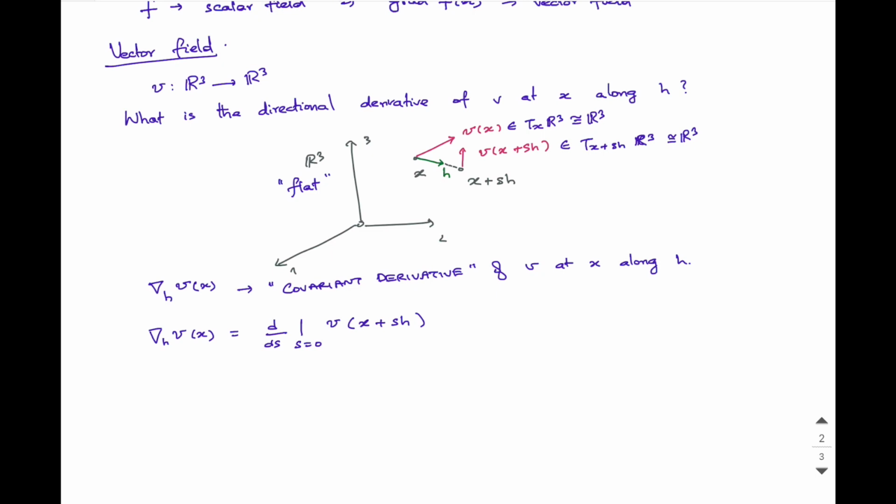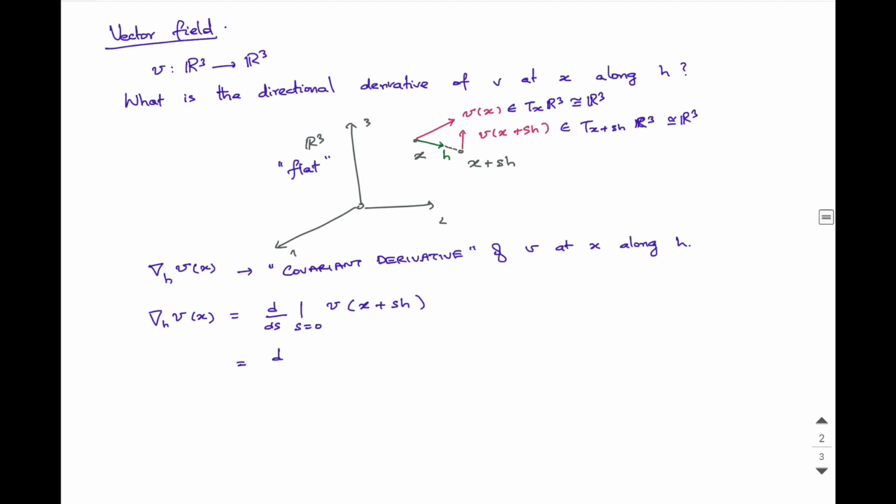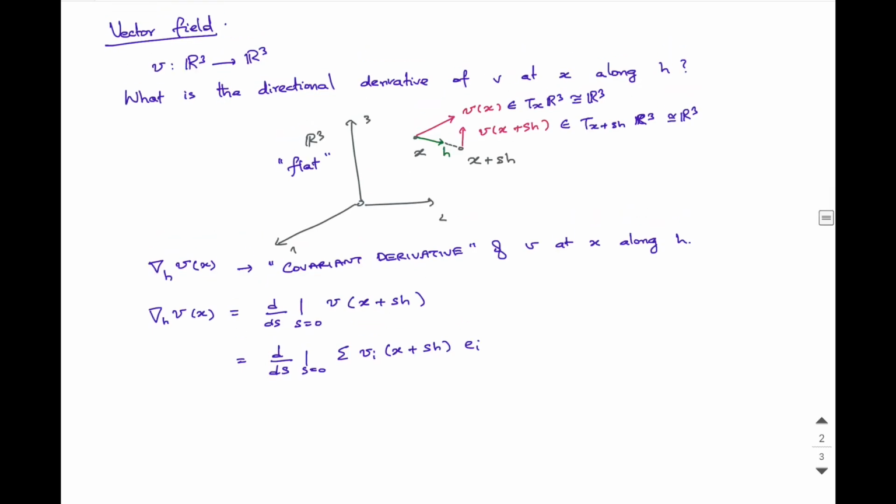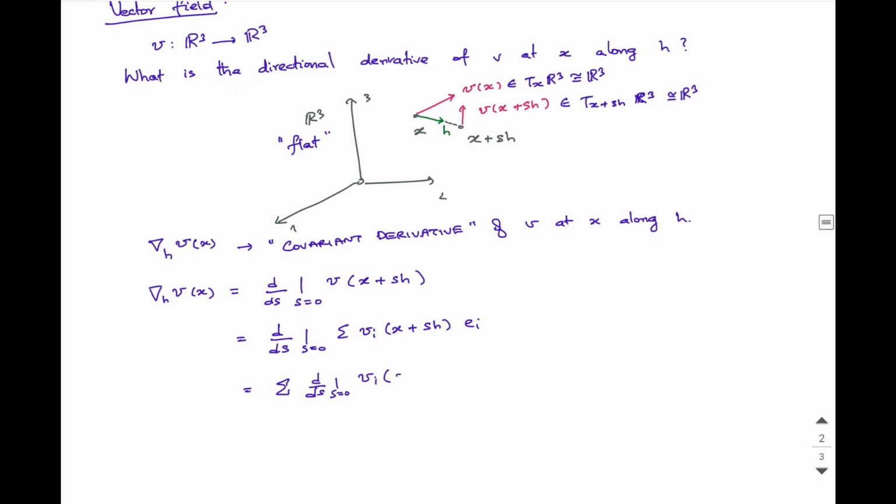Good. Now, once this is done, the rest is straightforward, because all you have to do is to express that v in terms of a coordinate system, and in this case we are using the Cartesian coordinates. So it's going to be v^i of x plus sh times e_i. And remember, e_i is a constant, so you can take the derivative inside the sum. So it's going to be a sum of the derivative at s equal to 0 of v^i, and just to make it clear, I'll write this as v^i of x1 plus sh1, x2 plus sh2, x3 plus sh3, multiplied by e_i.